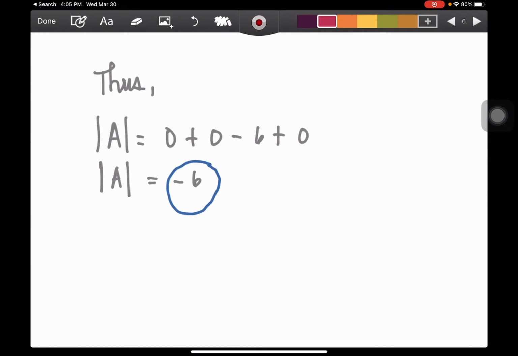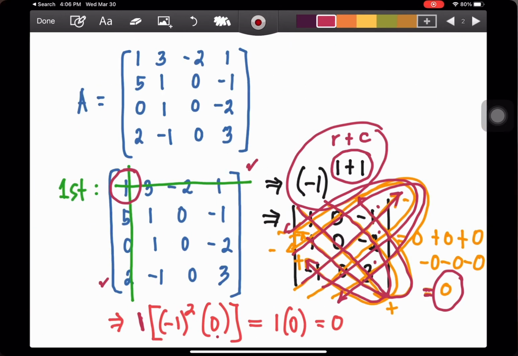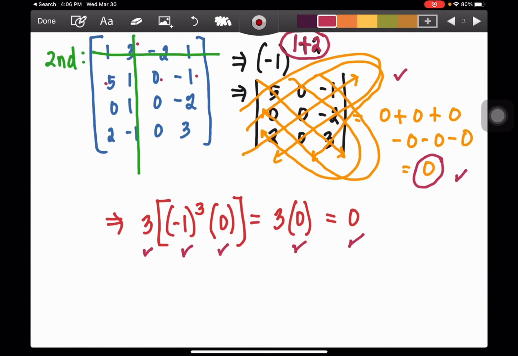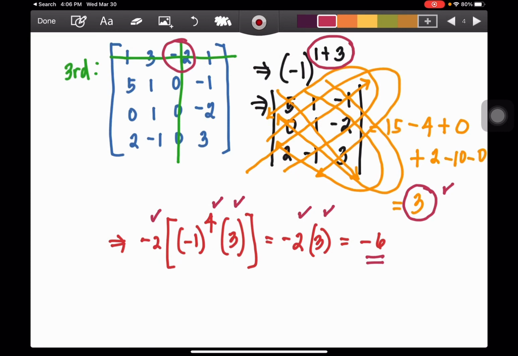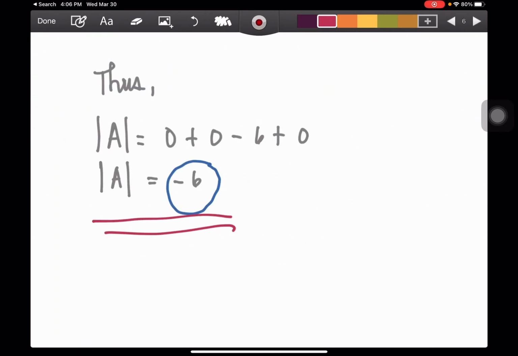So we are now going to add up all the values, so that we can get the final answer of the determinant of the 4 by 4 matrix. So the first one, if you can remember, is equal to 0. The second one is 0. The third one is negative 6. And the fourth one is 0. So our determinant of matrix A is negative 6.